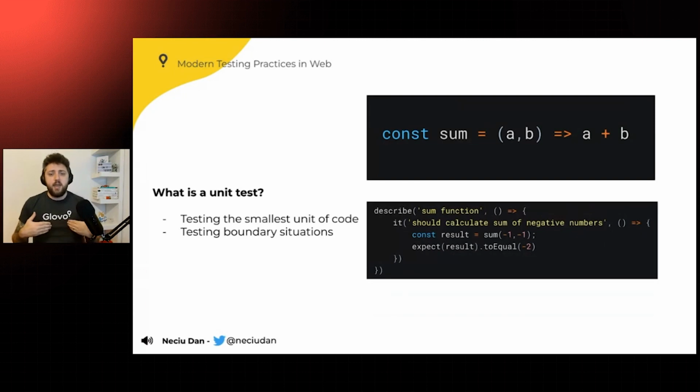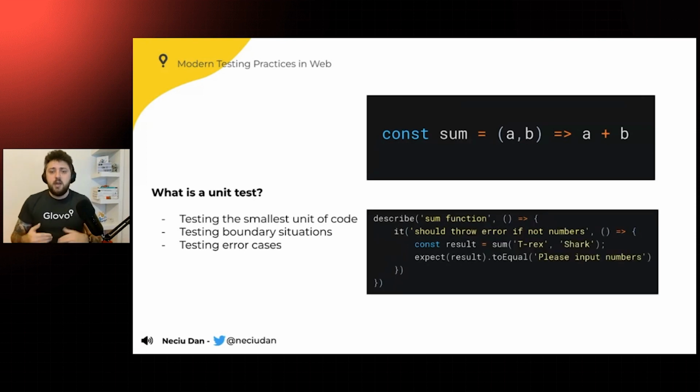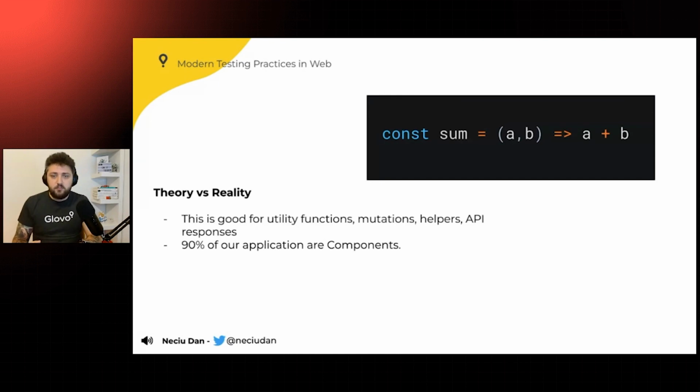Then you're going to test a boundary situation. Let's say, for example, you give it negative numbers instead of positive numbers, and make sure that the expected result is correct. And then you're going to test some error cases. For example, instead of giving it numbers, you give it strings. So let's do the sum of a T-Rex and a shark. And normally you would expect an error, but here it is not implemented.